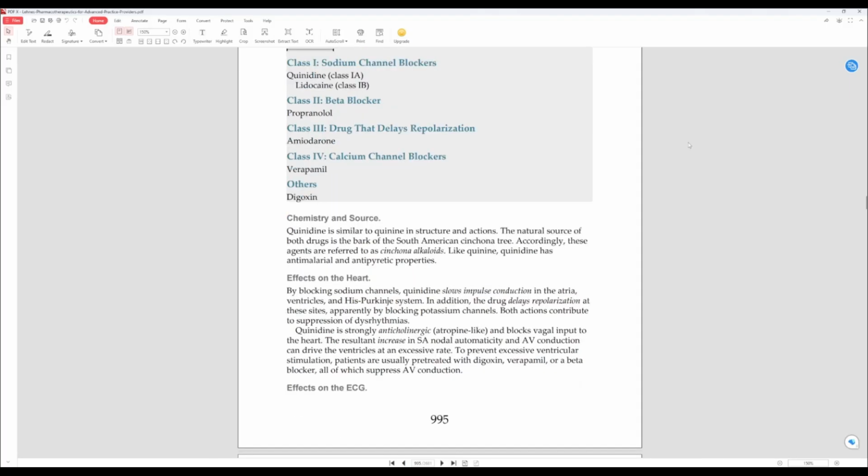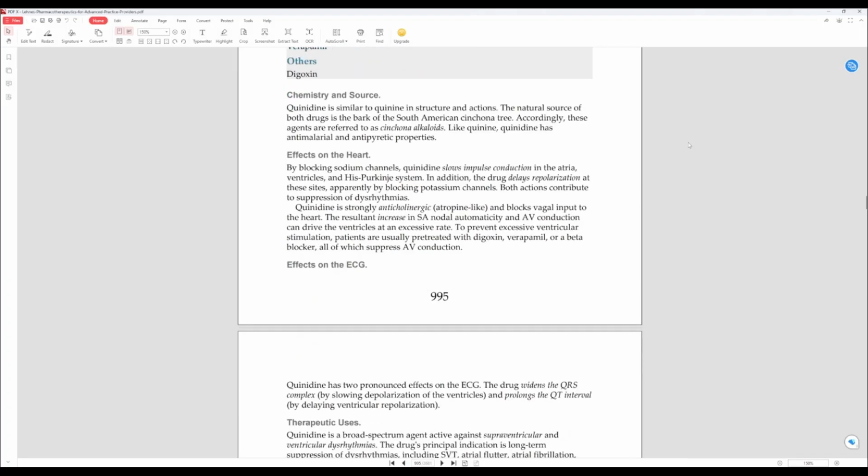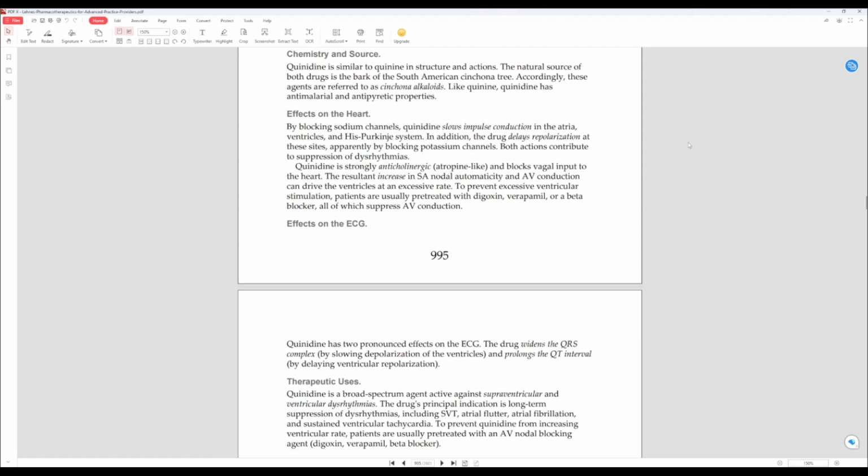By blocking sodium channels, quinidine slows impulse conduction in the atria, ventricles, and His-Purkinje system. In addition, the drug delays repolarization at these sites, apparently by blocking potassium channels. Both actions contribute to suppression of dysrhythmias.